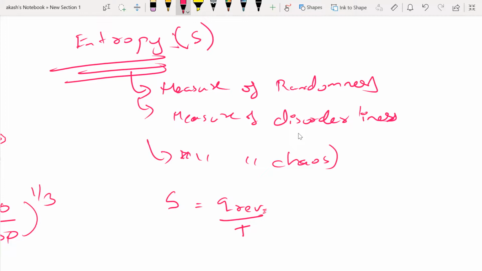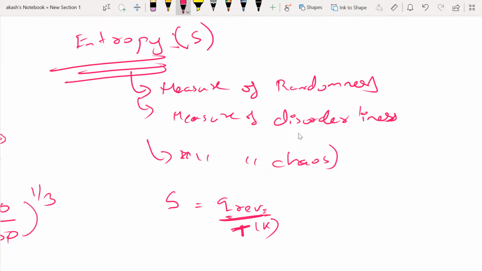This REV represents reversible. Whatever be the type of process we are going to do, we are going to assume it to be a reversible process. So the heat lost or heat gained during a reversible process, divided by the absolute temperature, in Kelvin obviously. This should be in Kelvin. This is how we mathematically define entropy.